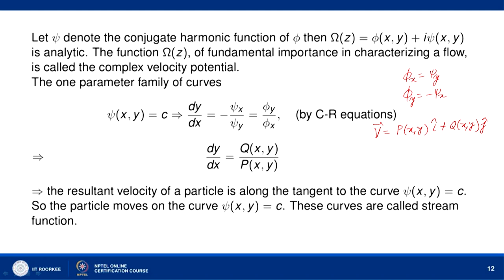So the direction of the velocity vector v is given by the slope q x y over p x y, and here what do we notice? dy by dx equal to q x y over p x y. So the resultant velocity of a particle is along the tangent to the curve psi x y equal to constant. So the particle moves on the curve psi x y equal to c. These curves are called stream lines, and the function psi x y is called stream function.